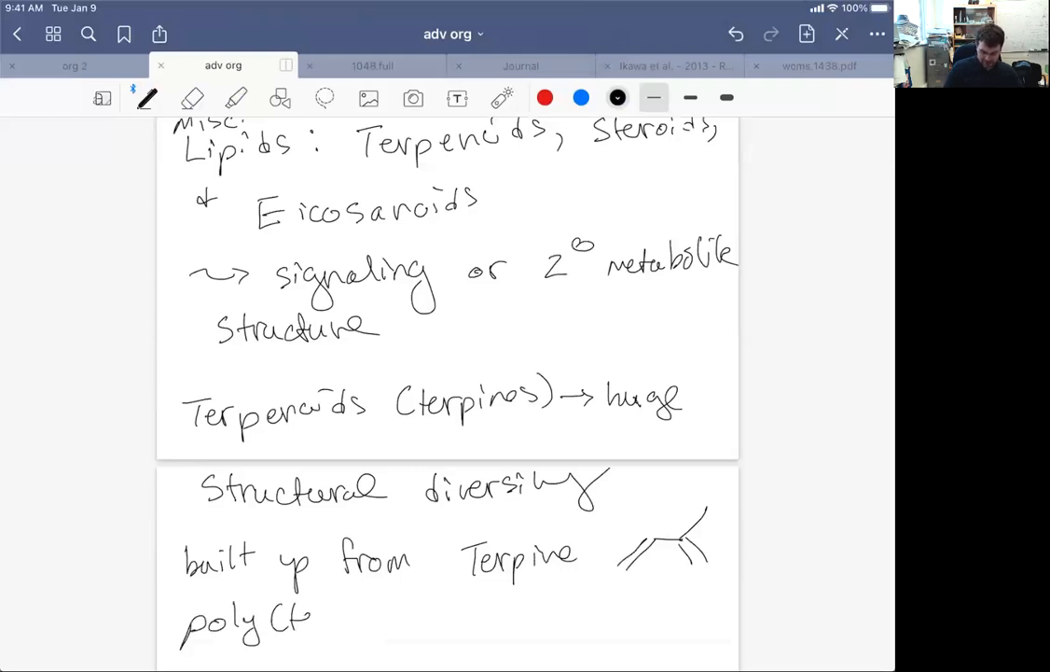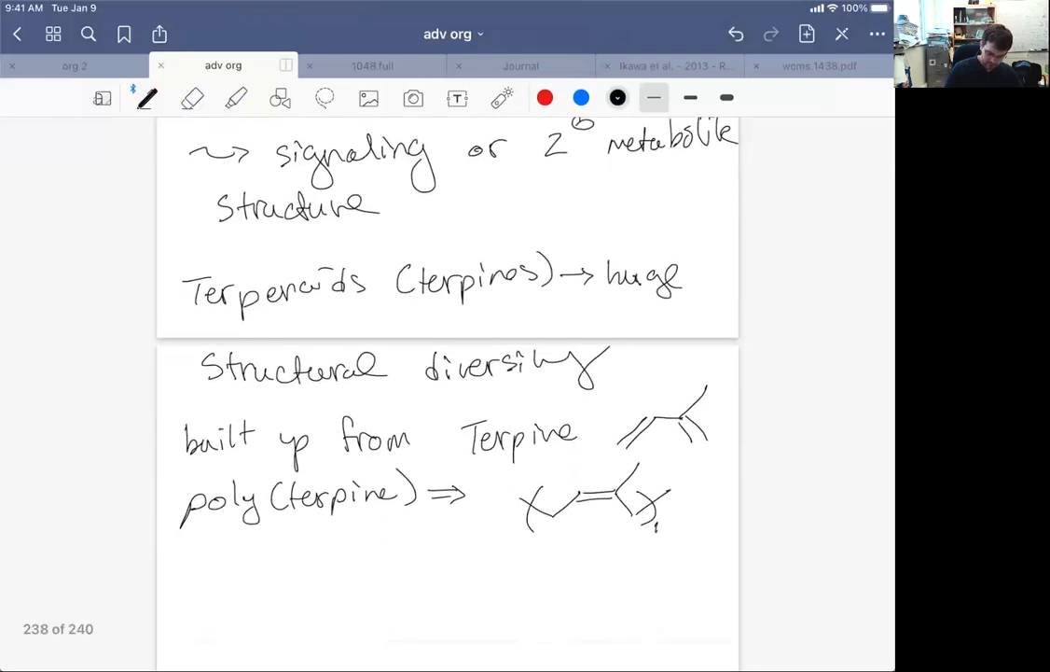So these are built up from terpene to make polyterpenes. Polyterpenes are where we do a diene polymerization, and you get to something that looks like this. Put our little n down there. You can see the diene features here. Okay, so these are made through diene polymerization.